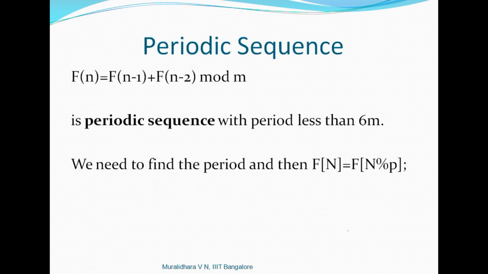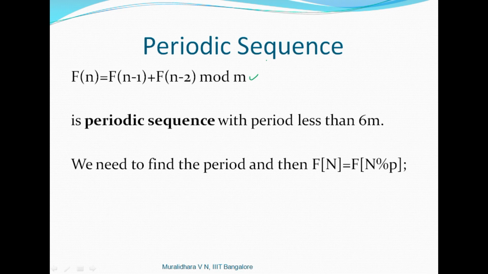Now let's try to generalize this to modulo m instead of 10. If I have to find modulo m, this is also known to be a periodic sequence with period smaller than 6m. So we start with f of 0 equal to 0 and f of 1 equal to 1. Then we use the constant space algorithm, where we keep finding the next number. We know that when we reach the period p, f of p will be f of 0 and f of p plus 1 will be f of 1.